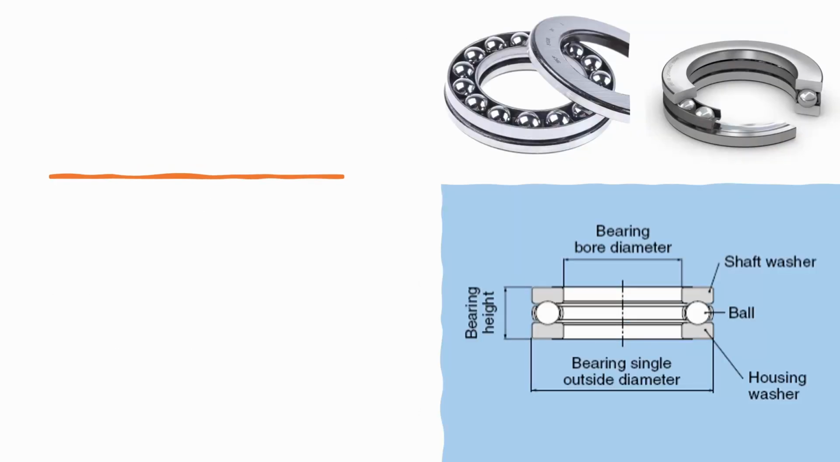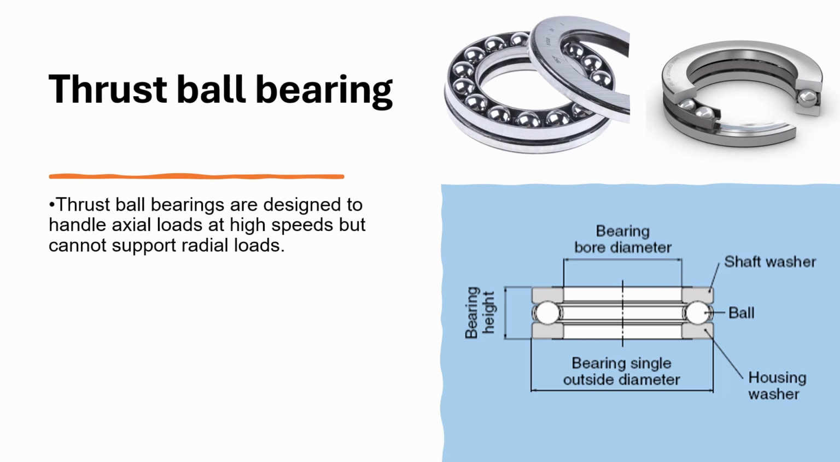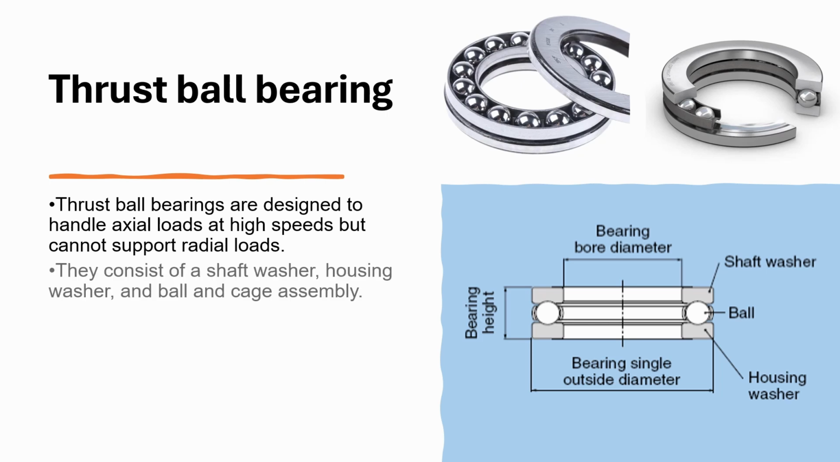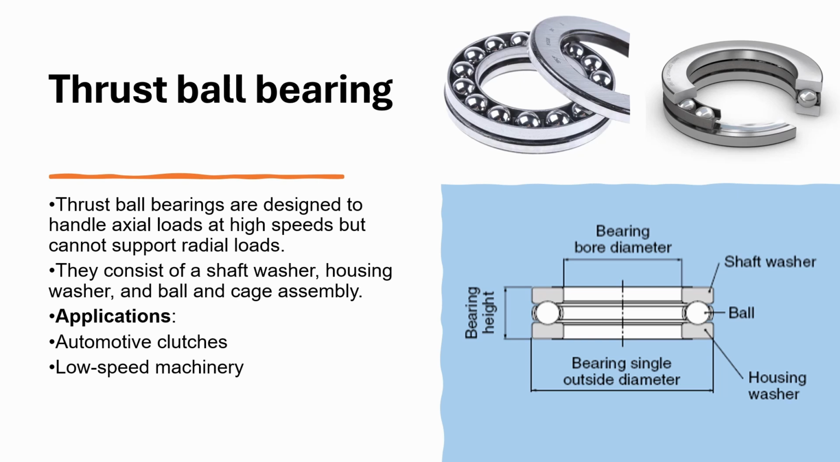Thrust ball bearings are designed to handle axial loads at high speeds but cannot support radial loads. They consist of a shaft washer, housing washer, and ball and cage assembly. Applications: automotive clutches, low-speed machinery, turntables.